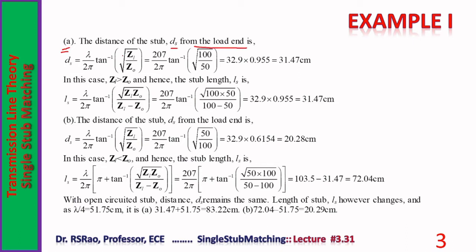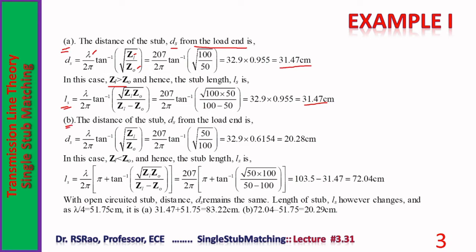Now, A. The distance of the stub ds from the load end is ds is lambda by 2 pi tan inverse square root of zl by z0. Substituting, lambda is known to us, zl is given, z0 is also given. Substitution using calculator, one can find ds as 31.47 cm. In the present case, zl is more than z0. Therefore, stub length is lambda by 2 pi tan inverse square root of zl z0 by zl minus z0. Substitution and using calculator, it can be found equal to 31.47 cm.